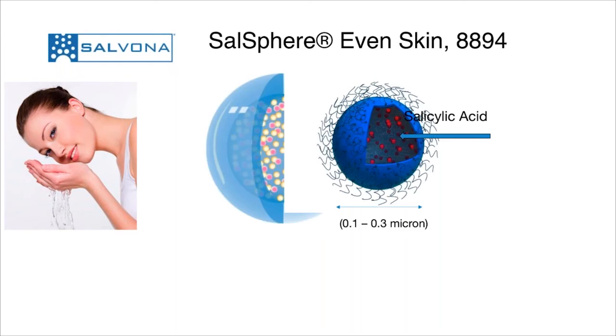And the shell is made of bioadhesive polymers that help to stick the particle onto the skin. Once it sticks to the skin, we can get long-lasting results. If it doesn't stick to the skin, it just washes off immediately, and it's a kind of waste. Salvona is offering 2 versions of encapsulated salicylic acid.